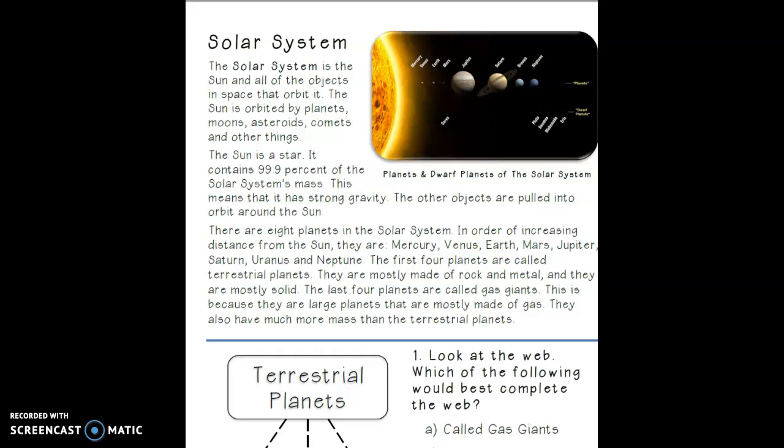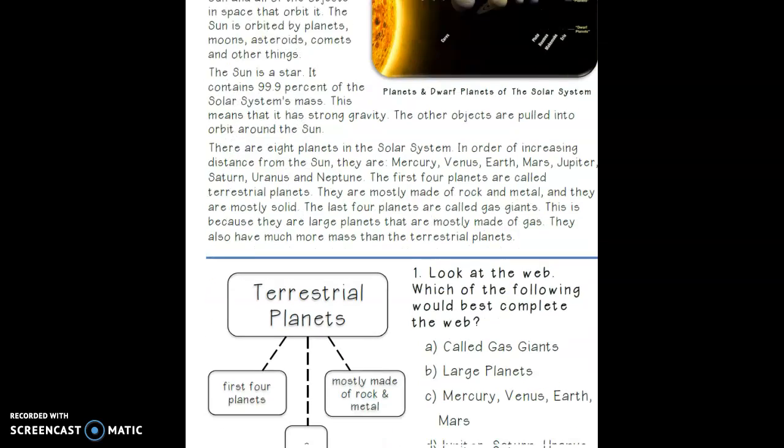The first 4 planets are called terrestrial planets. They are mostly made of rock and metal, and they are mostly solid. The last 4 planets are called gas giants. This is because they are large planets that are mostly made of gas. They also have much more mass than the terrestrial planets.